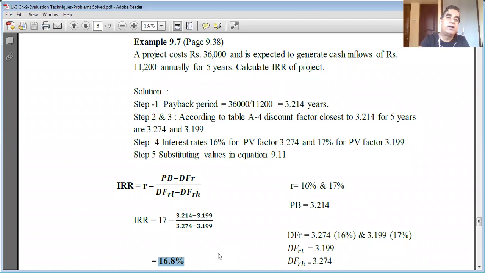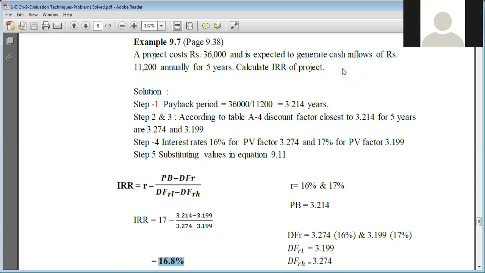If they give a minimum required rate of return in the problem, let us say the minimum required rate of return is 18%, then how should you make the decision? Compare the actual internal rate of return, 16.8%, with the minimum required rate of return given in the problem, which is 18%. So which is greater? 18%. Yes. So our actual internal rate of return on this project is 16.8%. So what is the decision?